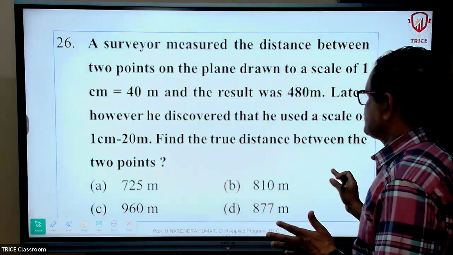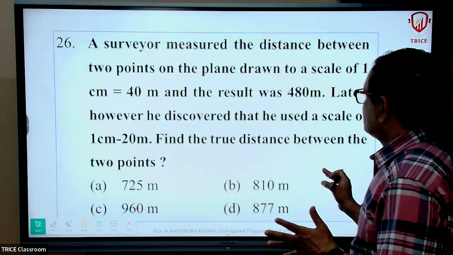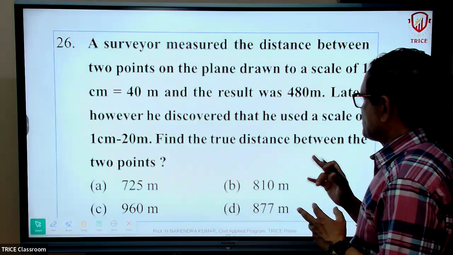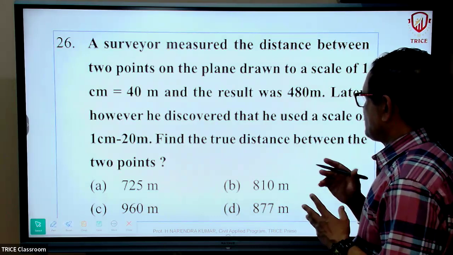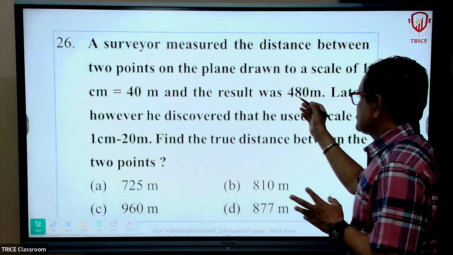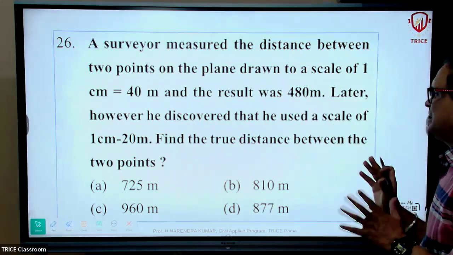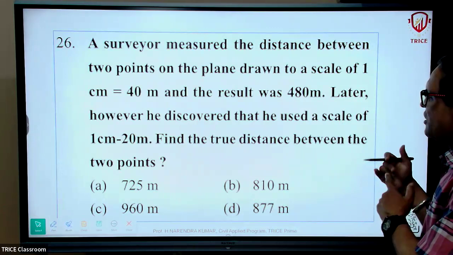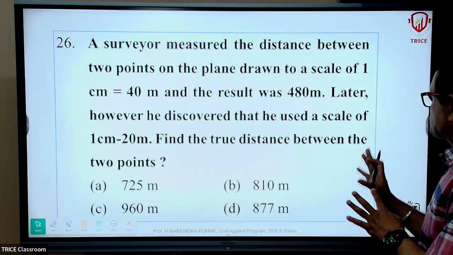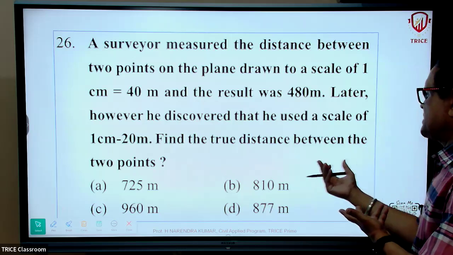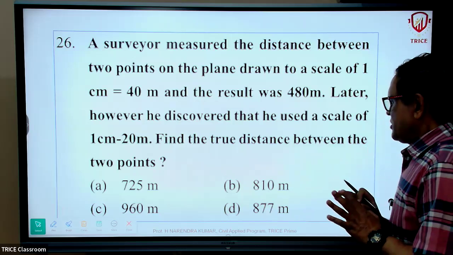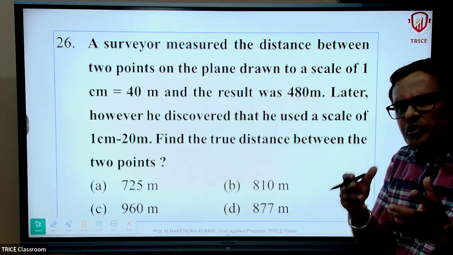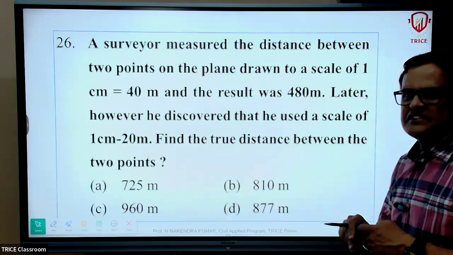Directly can give me the answer. Okay, because it is 480 meter. Used 1 centimeter is equal to 20 meter. If it is 1 centimeter is equal to 40 meter, the result will get doubled. Very simple. Without solving the problem also, you can give me the answer. So 480 multiplied by 2 is nothing but 960 is the right answer. Okay, nobody expects you to give the solution for this MCQ. You need to show them the solution, how to get 960.